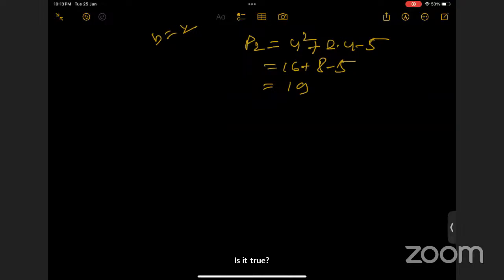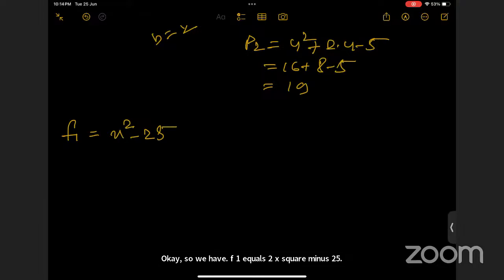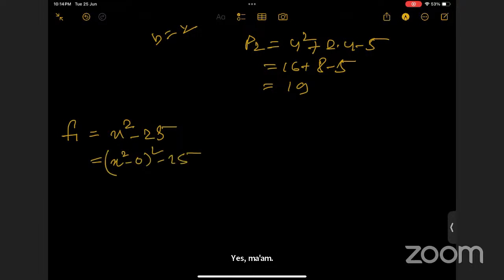So let's look at the next question. Okay. So we have f1 equals x square minus 25. This is again a parabola, right? Yes, ma'am. So we can draw this parabola. We can write it as x minus 0 whole square minus 25. So in that case, the vertex will be 0, minus 25. Do you know this form?